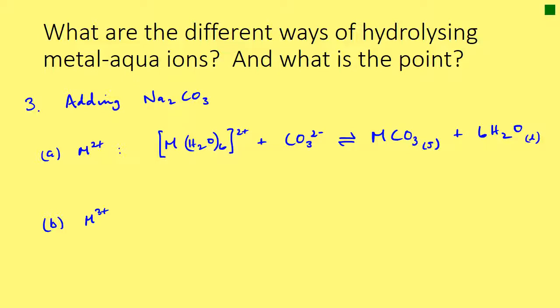Like that. So that's quite simple. That's what happens with our 2+ ions. So you're going to get a carbonate precipitate in both cases. Whereas when we use a metal 3+ ion, we get a different reaction. And the reason it's different is due to the higher acidity of the metal 3+ aqua complex.